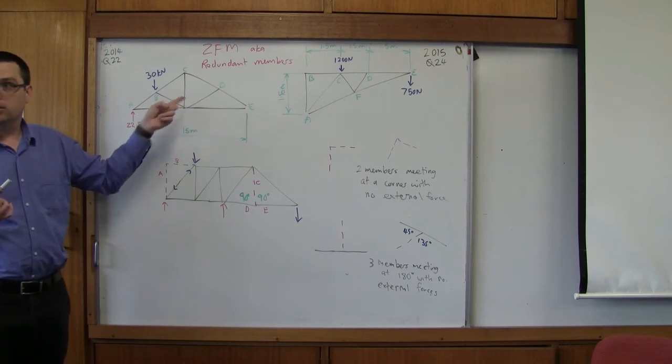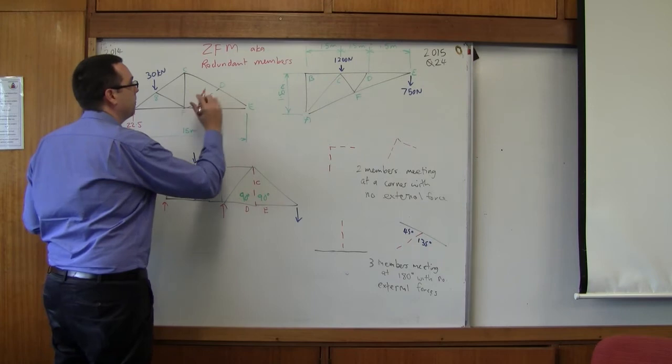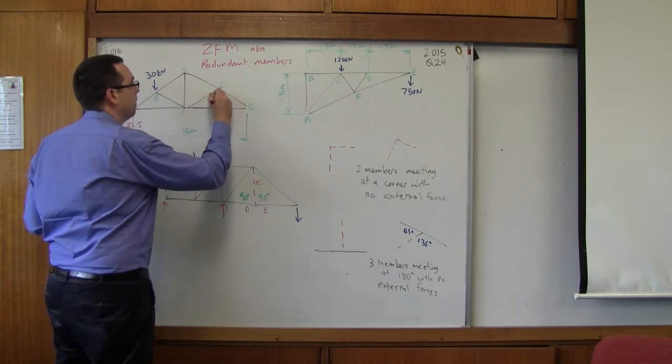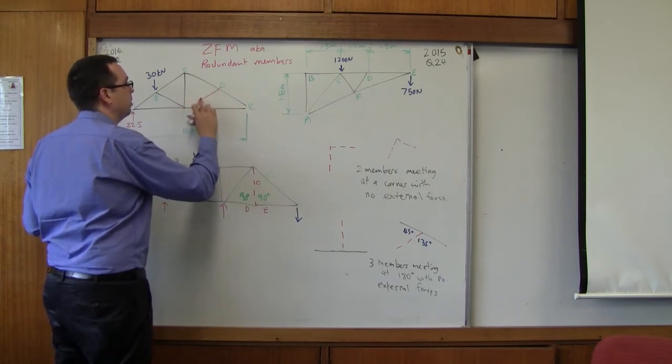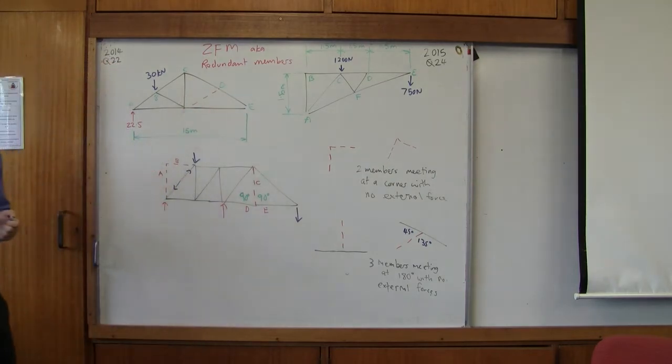The one that stands out to me is DF. Can you see that now? The DF is going to be a zero force member. I'm going to mark it like that because I don't want it to show up on the camera. Okay, so that's going to be a zero force member.